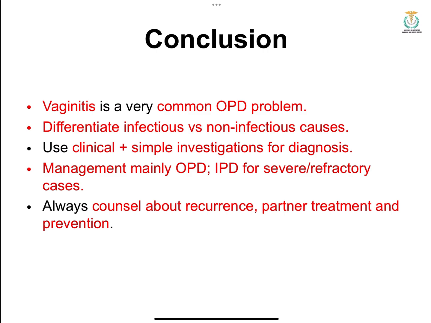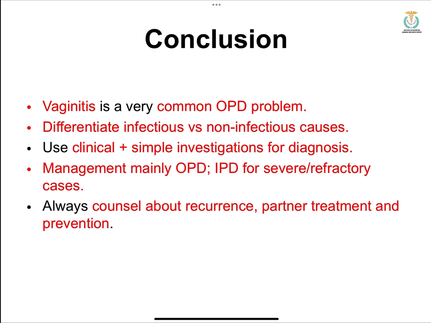So coming to the conclusion of today's session, to summarize, vaginitis is a very common OPD problem. Then we have to differentiate whether it is infectious or non-infectious. The causes can include bacterial vaginosis, candidiasis and trichomonas. Each has typical discharge features as we discussed in the previous slides. Use simple clinical investigations for diagnosis. Don't go for many different types of investigations to rule out the diagnosis.